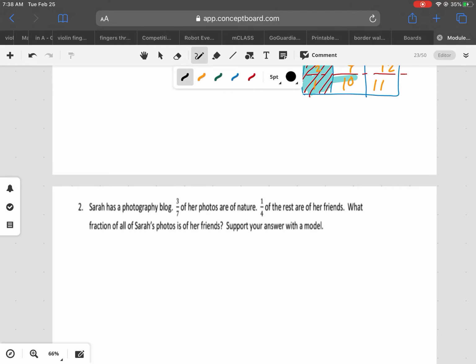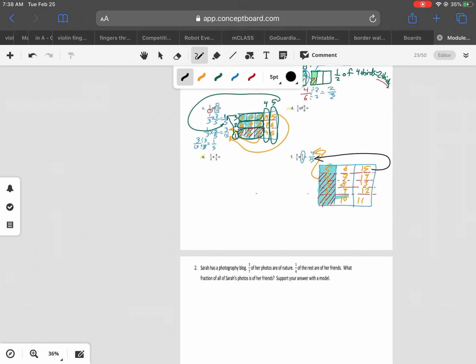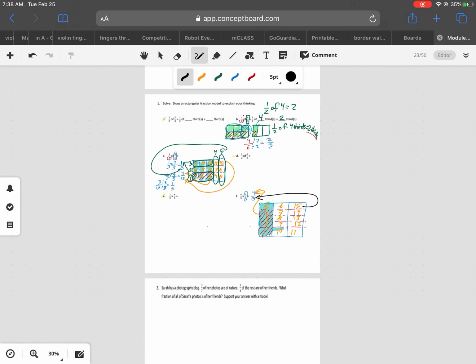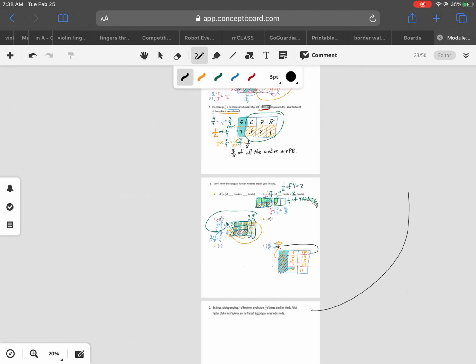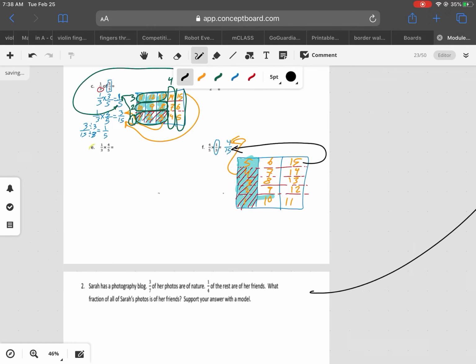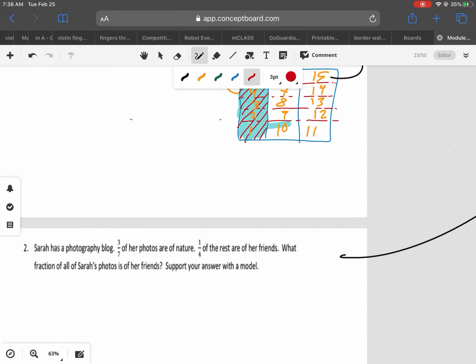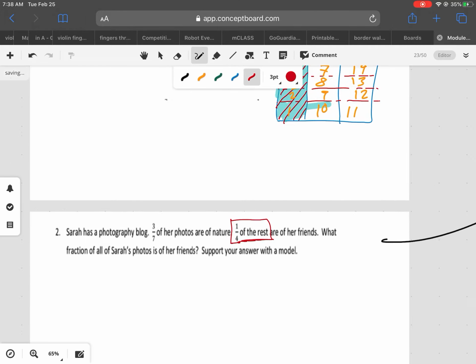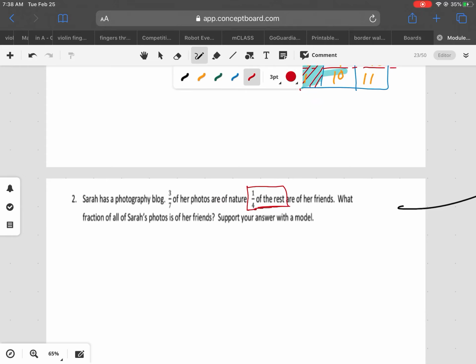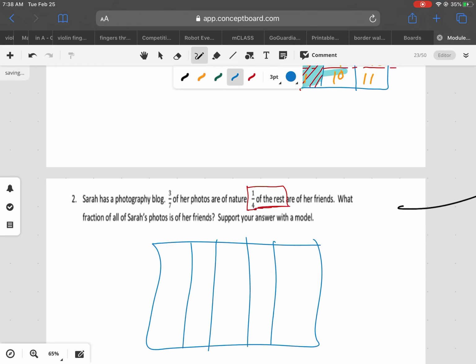Sarah has a photograph blog. 3/7 of the photos are of nature, and 1/4 of the rest are friends. So kind of look at our example from over here, because it says the rest. Okay, so we're going to do 1/4 of the rest. So let's see if I can do this real quick. 1, 2, 3, 4, 5, 6.